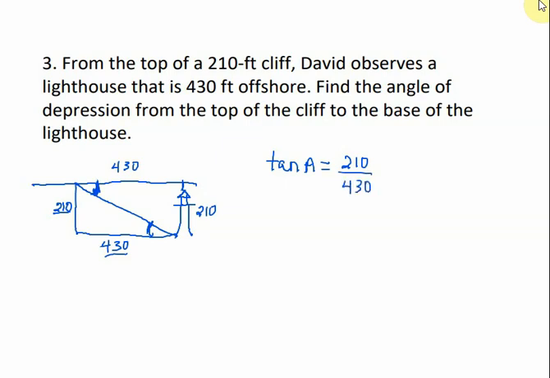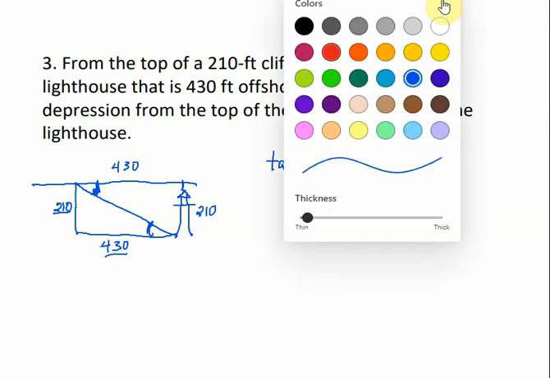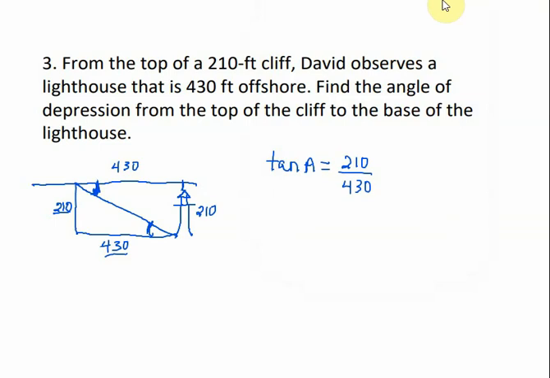Now, anytime we're looking for an angle, just remember this. Anytime you're looking for an angle, you're always going to have to use that inverse function. The little -1 button. All right, so we're going to take the tangent inverse of both sides to get rid of the tangent on this side and find the angle on the other side. So that cancels out, and it gives me A is equal to tangent inverse of 210 over 430.